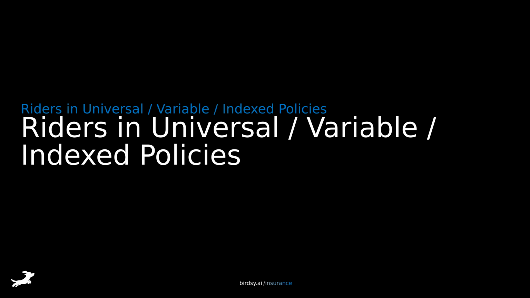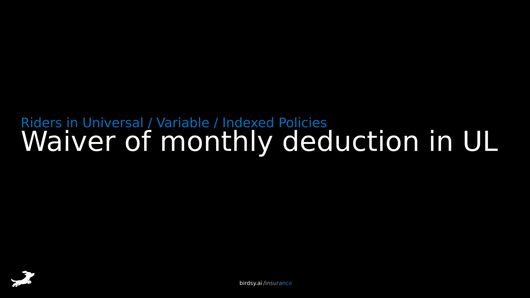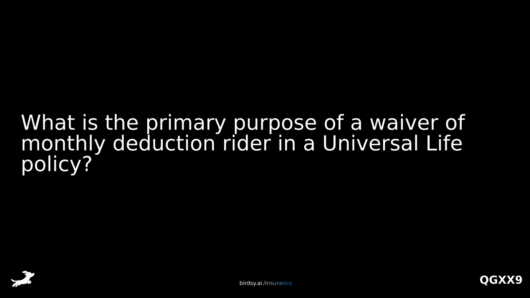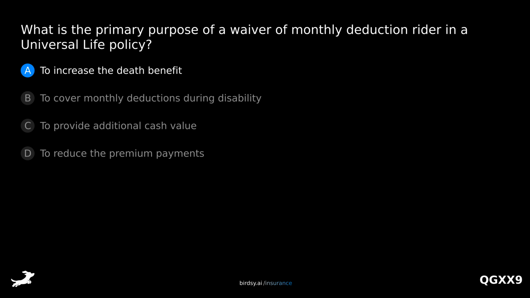Riders in universal, variable, indexed policies. Waiver of monthly deduction in UL. What is the primary purpose of a waiver of monthly deduction rider in a universal life policy? Is it A. to increase the death benefit, B. to cover monthly deductions during disability, C. to provide additional cash value, or D. to reduce the premium payments?